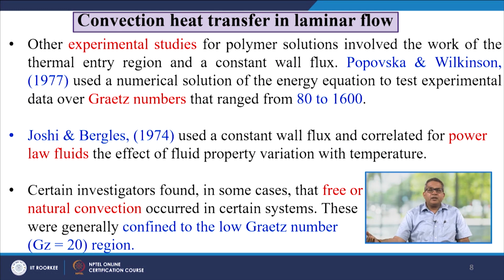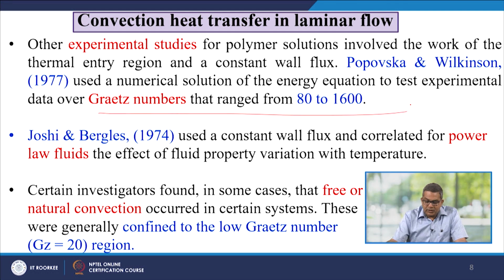Other experimental studies for polymer solutions involve work in the thermal entry region with a constant wall flux. Some workers have used the numerical solution of the energy equation to test the experimental data over Graetz numbers ranging from 80 to 1600. Then Joshi and Bergles in 1974 used a constant wall flux and correlated power law fluids, including the effect of fluid property variation with temperature.